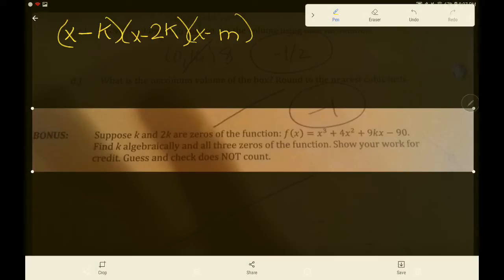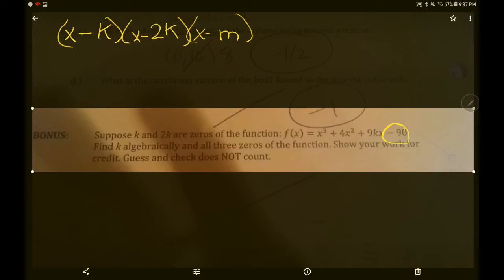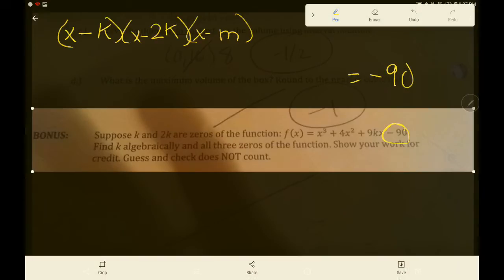We're not going to multiply all those out for now because we don't need to. Let's just take a look at the leading term. If we did multiply them all out, it would be an x cubed, just like our function gives us. We're just going to look at the trailing term, which we see in the function is negative 90. Let's look at what it is in our expression, because we know the three roots are k, 2k, and m. So these are the three factors.